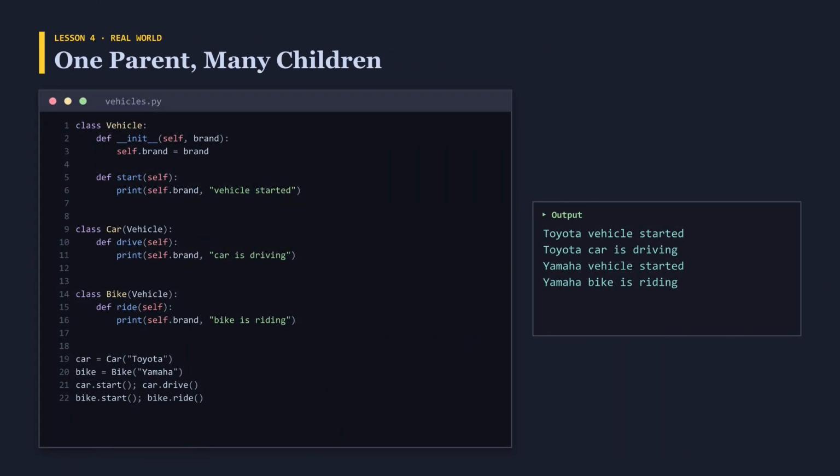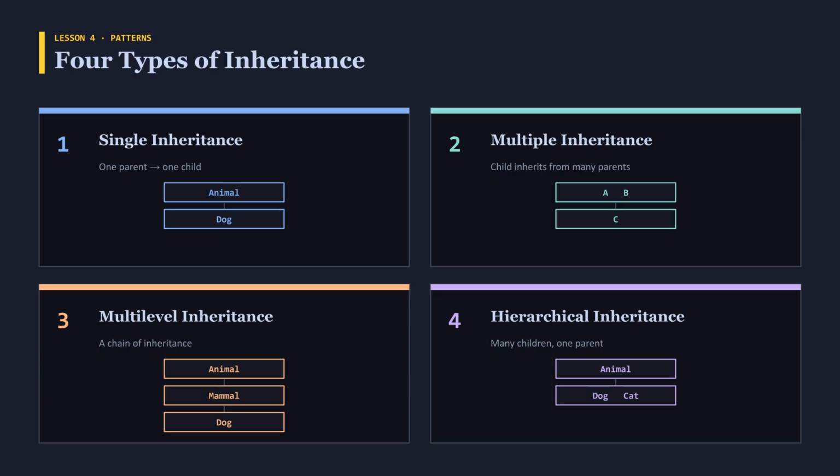Inheritance is most effective when one parent supports many child classes. Here, a vehicle parent class provides basic attributes and methods for both car and bike subclasses, allowing us to define core shared logic exactly once. Python supports 4 distinct inheritance patterns: single, multiple, multi-level, and hierarchical. Each serves a unique architectural purpose, though you should always be mindful of complexity, especially when working with multiple inheritance.